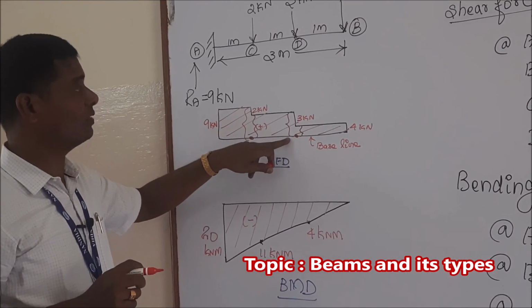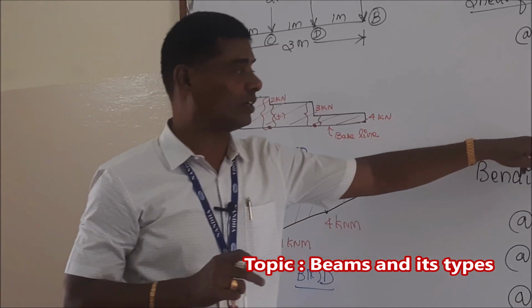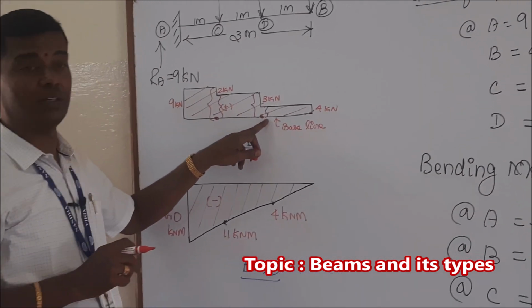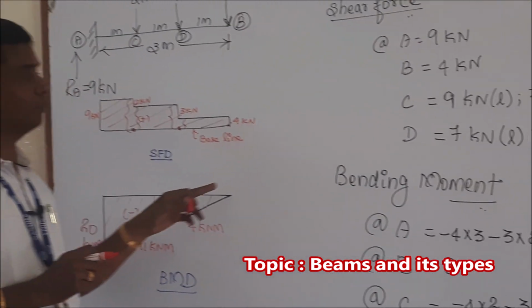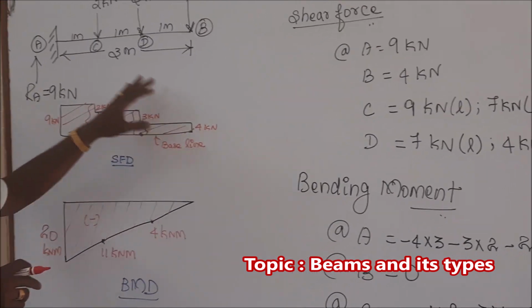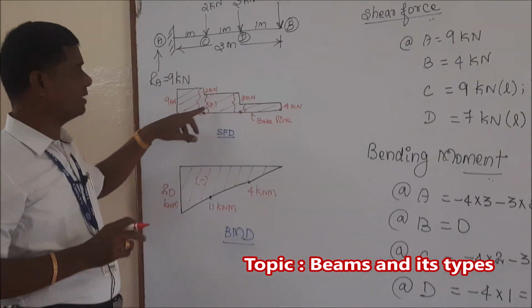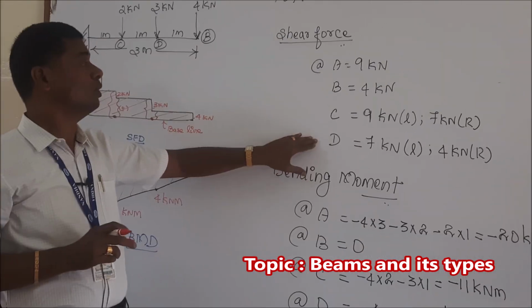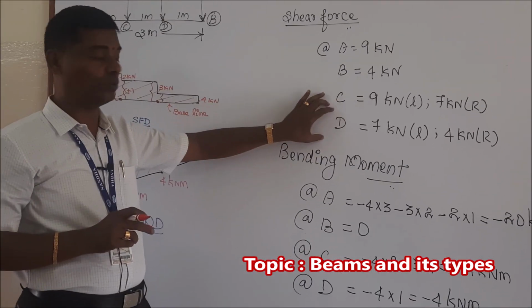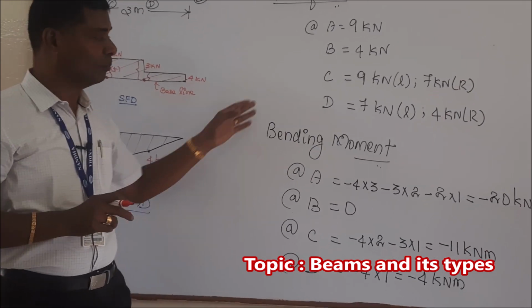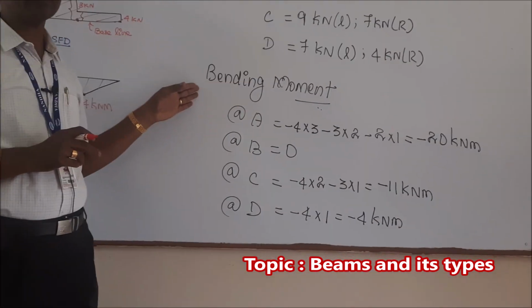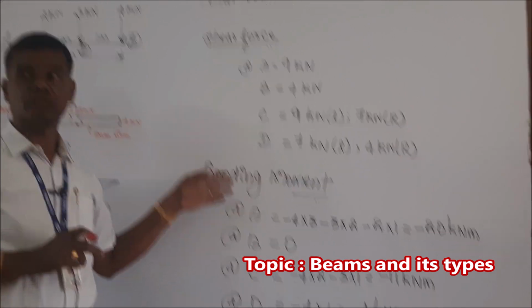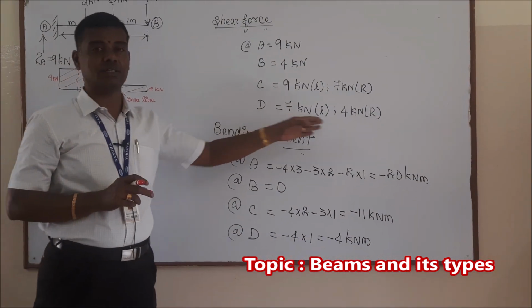So if you consider the left hand side of D, it is 7 kilonewton, and the right hand side of D, it is 4 kilonewton. All these values are above the baseline, therefore these are positive shear force values. Once we write the shear force values, we have to find the bending moment. Bending moment is nothing but the point load acting with a distance.